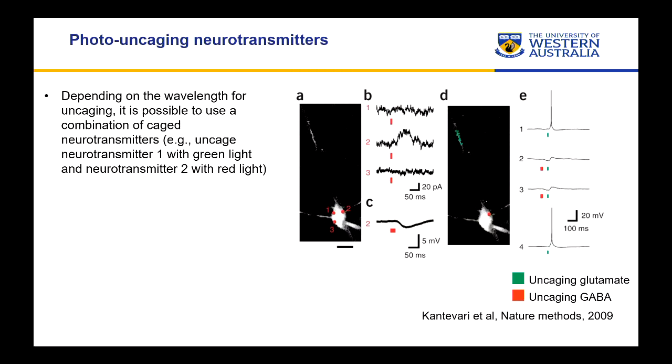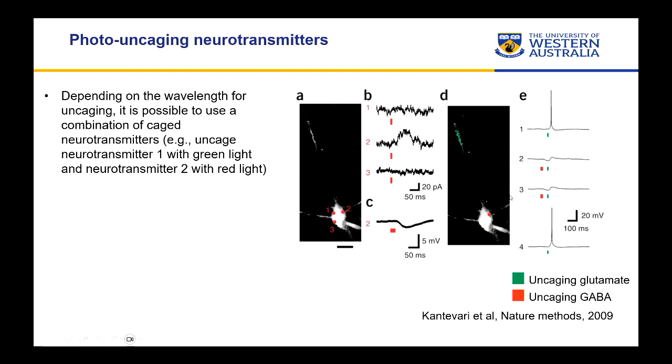This is an example of how we can actually use 2 types of photo uncaging. So here we have a substance that uncages glutamate, and it's only activated with green light. This is actually a neuron that projects up here. This is the cell body. This is the dendrite up here. And we have another uncaged compound, which is only in GABA, but it's only released with red light.